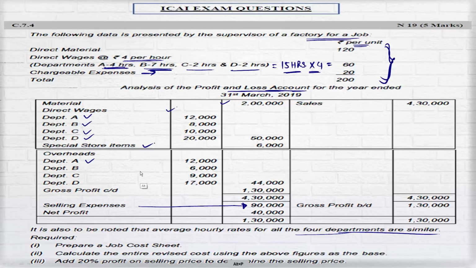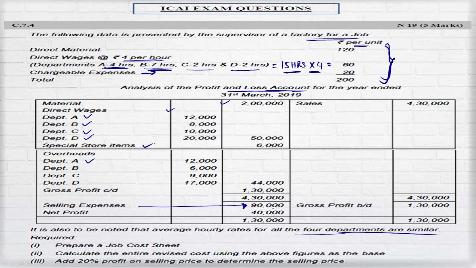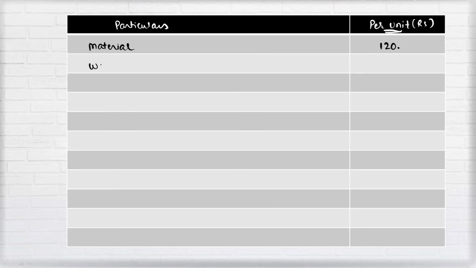Let us prepare cost sheet for. So let us do cost sheet for this job. Direct material is 120 per unit. Particulars. And it will be per unit cost, because job cost is given per unit. Materials per unit is 120 rupees per unit. Wages is 60 per unit. $180 will be nothing but prime cost.